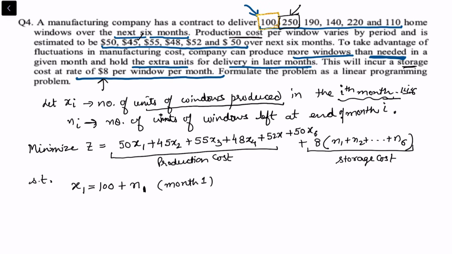Now similarly, in month 2, we will carry on these windows which are remaining. So that is n1 plus the more that are produced in this month, that is month 2.